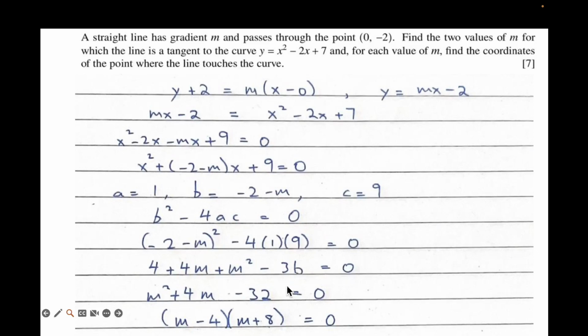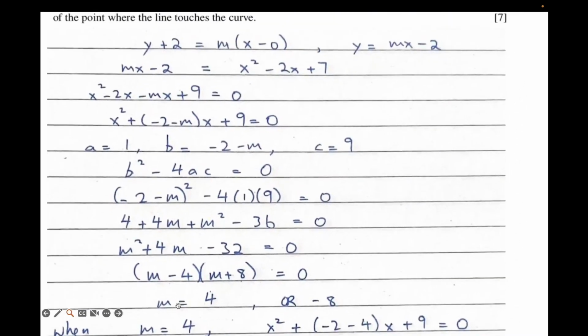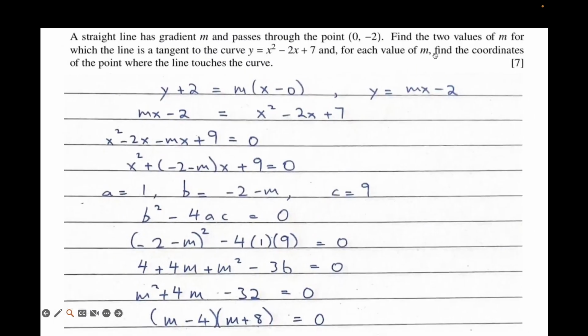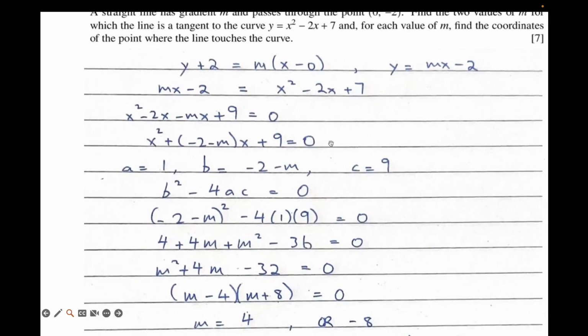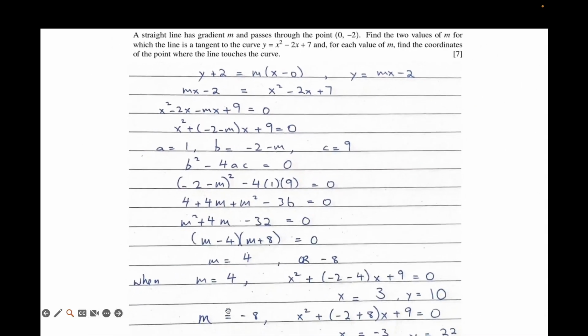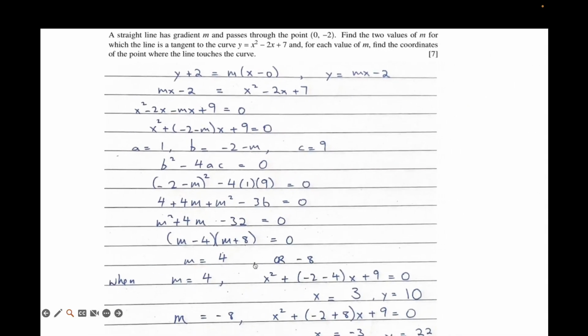Now when you make the discriminant equal to 0, it's going to create two answers, isn't it? m is 4 or negative 8. They tell you, for each value of m, find the coordinates of the point where it touches the curve. For each of these m's. Doesn't that just mean there's two different scenarios then? It's basically the same thing as saying what? When m is equal to 4, you're going to have what?